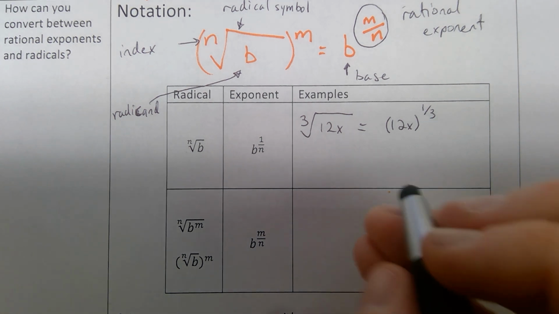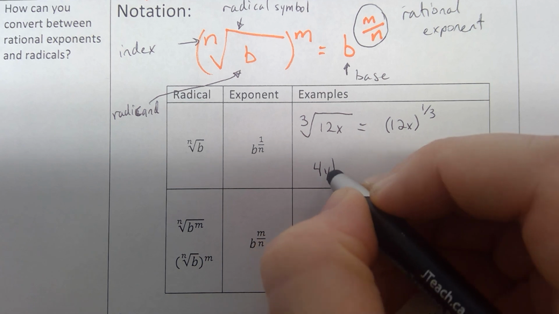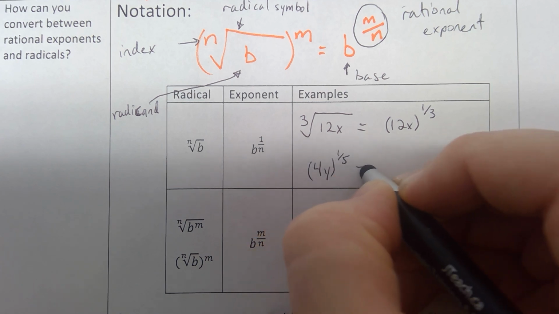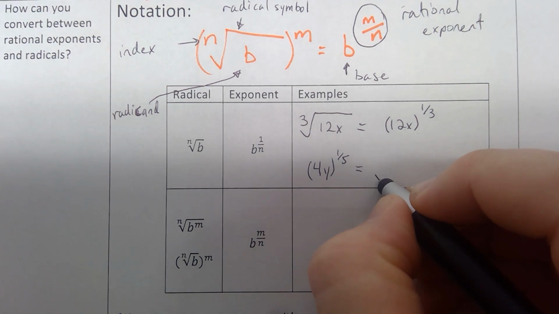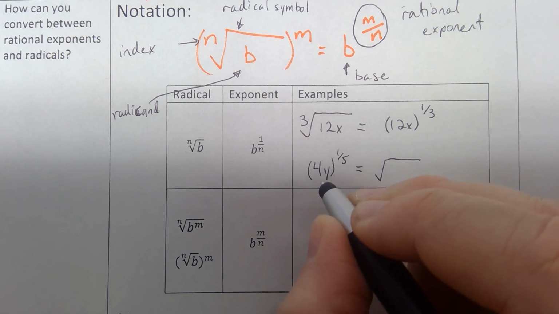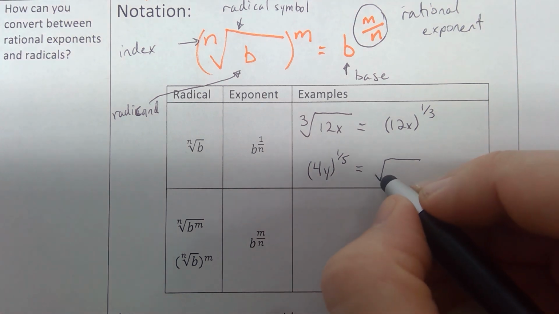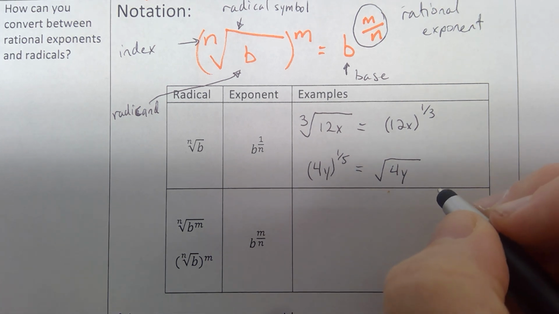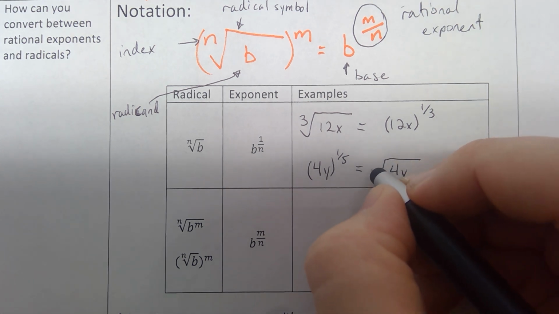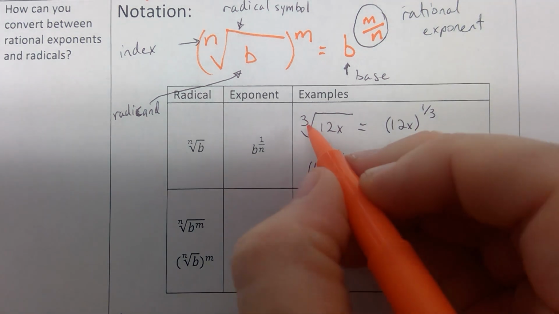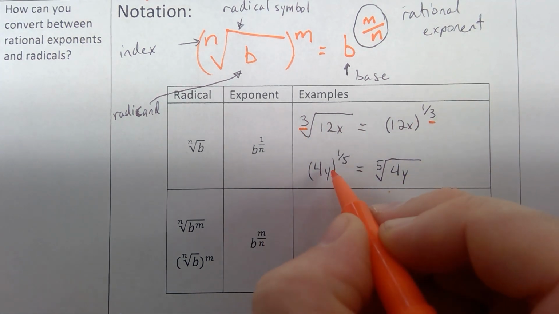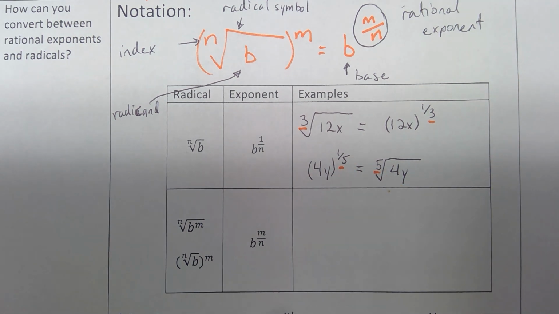Now, let's go ahead and go backwards. So we are going to have 4y raised to the 1/5 power. Okay, there's our rational exponent. So we're going to make our radical symbol. What's inside parentheses, what's getting the exponent, has to go inside our radical. That's our radicand. And then our index is our denominator. So see, we've got our patterns here. 3 is our index, 3 is our denominator. 5 is our denominator, 5 is our index. Okay, we're trying to make those connections here.